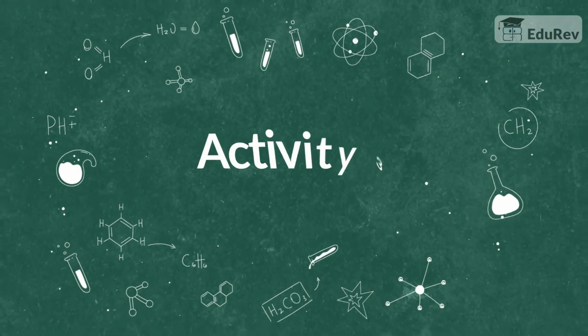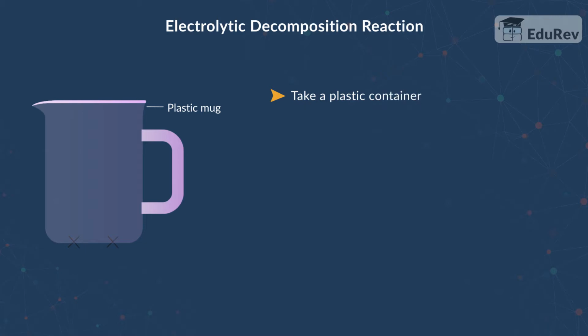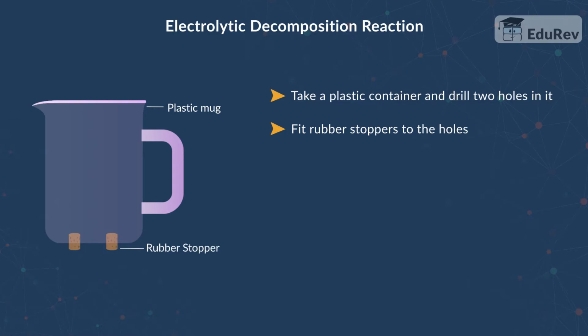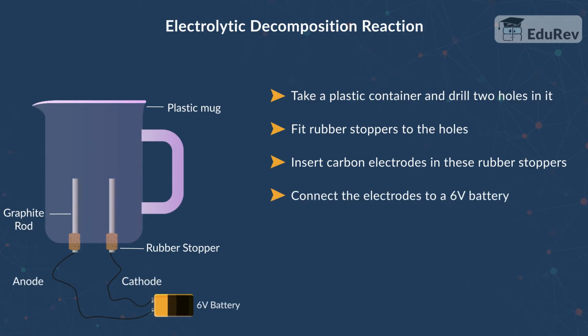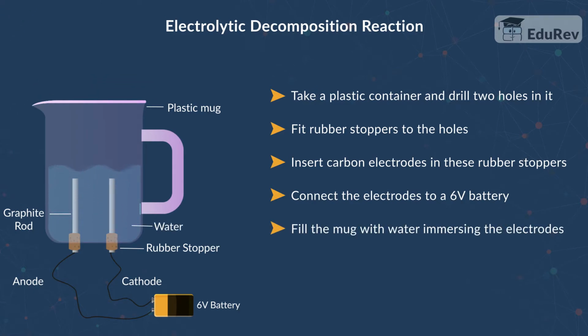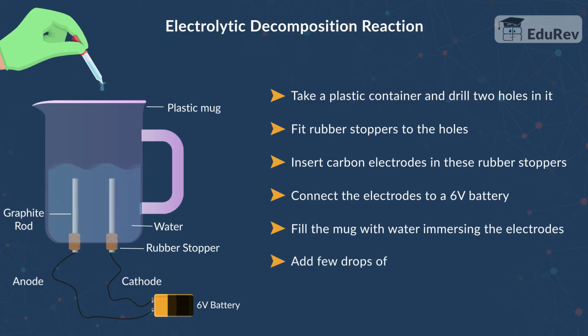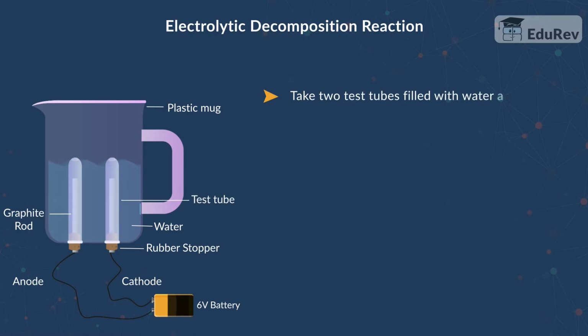Going back to lab is so exciting, isn't it? So, wear your gears and let's get started. Take a plastic container and drill 2 holes in it. Now, fit rubber stoppers in these holes. Insert carbon electrodes in these rubber stoppers. Connect these electrodes to a 6-volt battery. Now, fill the mug with water such that the electrodes are immersed. Add a few drops of dilute sulfuric acid to the water. Take 2 test tubes filled with water and invert them over the 2 carbon electrodes.